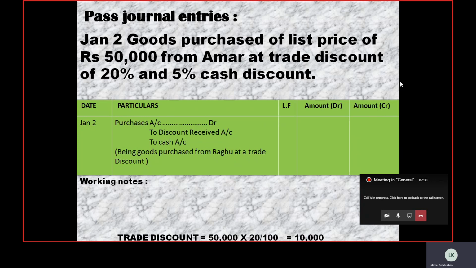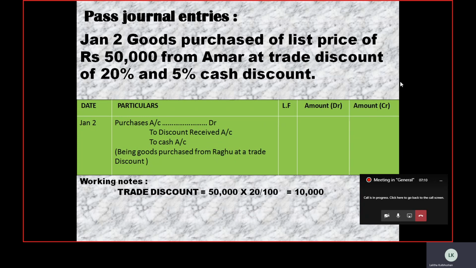Now let's calculate the amount. As you know, the first important thing we are supposed to do in these types of questions is to calculate the trade discount first. So we calculate the trade discount on the list price of 50,000. So 20% of 50,000 is 10,000. And children, the amount of the trade discount need not be shown in the books. That means it has to be excluded from the list price. So the amount after deducting the trade discount is going to be how much? 40,000. How is it 40,000? 50,000 minus 10,000.